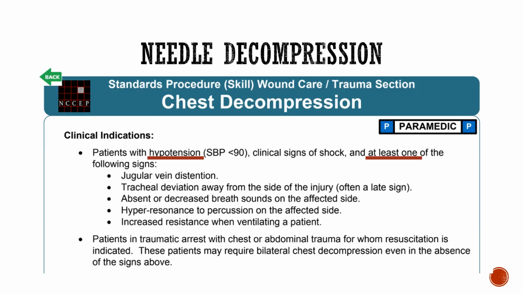A reminder as well: patients who are in trauma arrest and meet the requirements for resuscitation, so patients that we're not pronouncing immediately, should be decompressed if they have chest or abdominal trauma. This includes abdominal trauma because we often don't know the trajectory of bullets or bullet fragments. So if you're in trauma arrest, probably best to just go ahead and decompress. If no ROSC after you decompress the suspected side, you can go ahead and decompress the contralateral side.